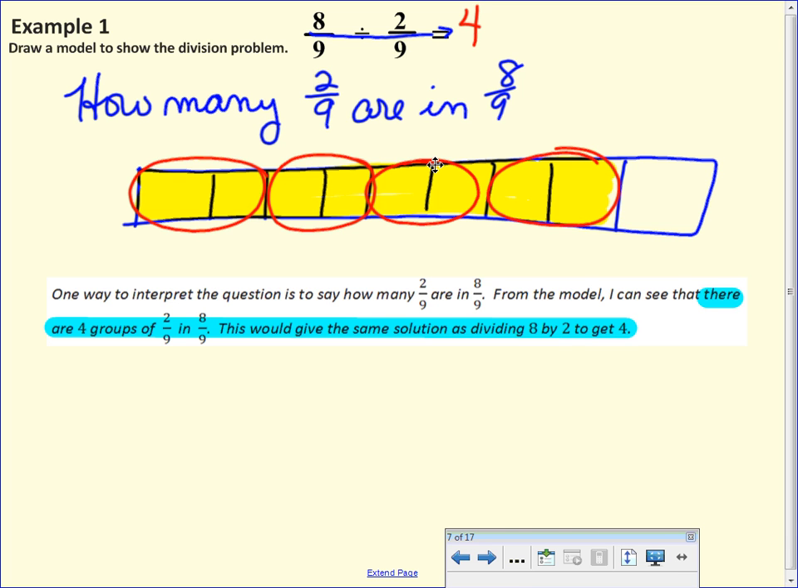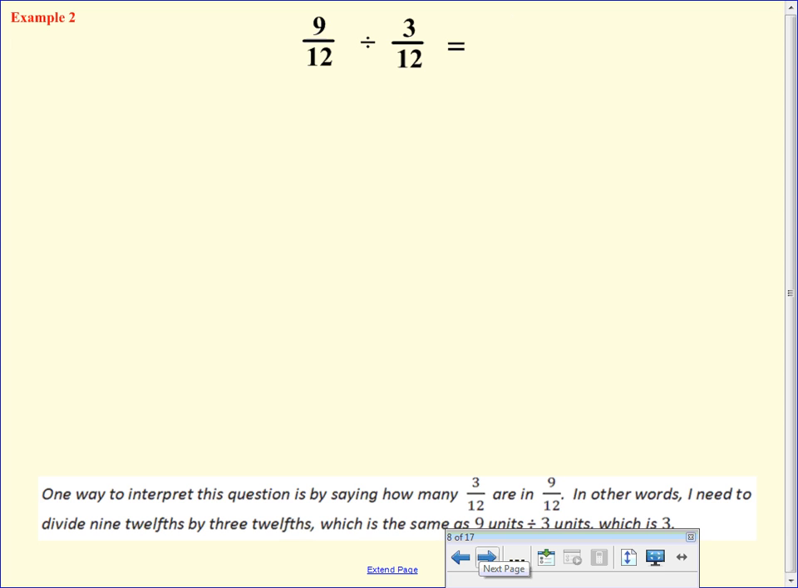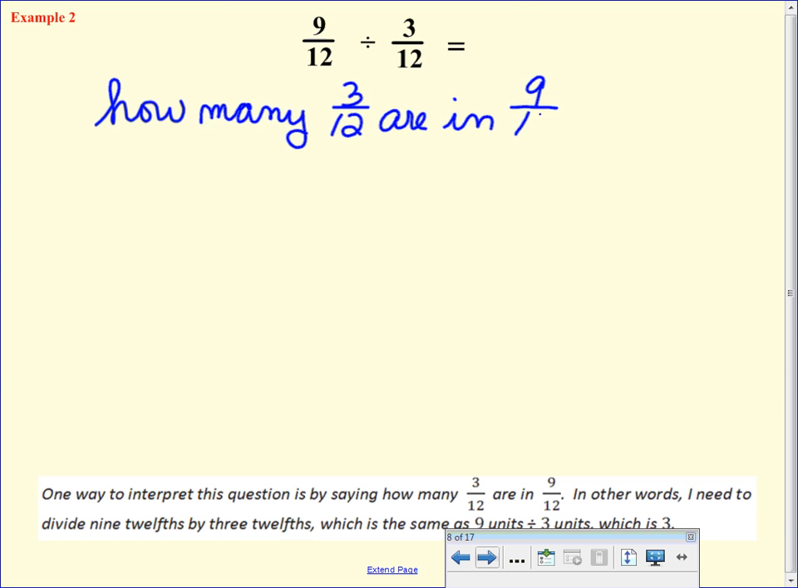Okay. Let's continue. So 9/12 divided by 3/12. What should our answer be based on that claim, just by dividing our numerators? Everybody? Let's just keep that in the back of our mind. We know we have to draw a model and we have to write it as a sentence. So let's see, what are we looking for? How many 3/12 are in 9/12? That's what we're trying to figure out. So let's look at 9/12.